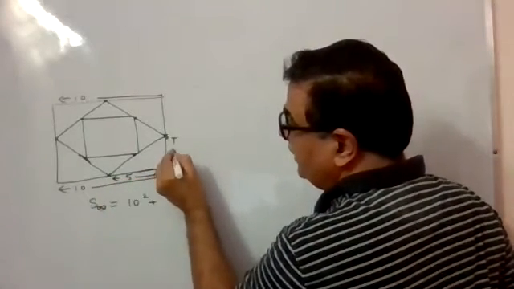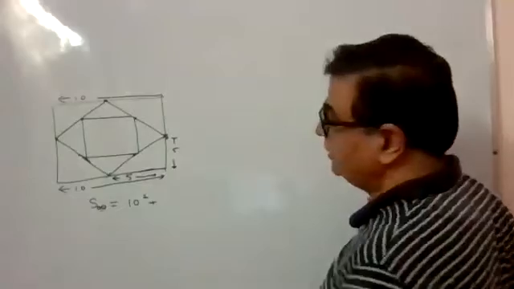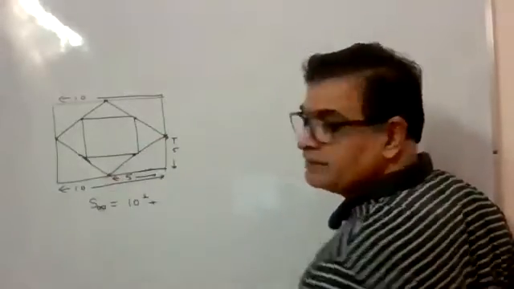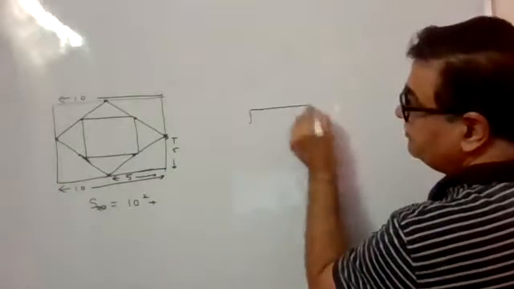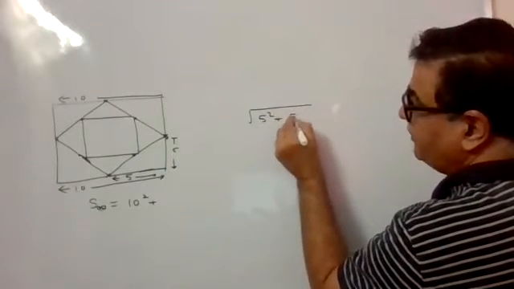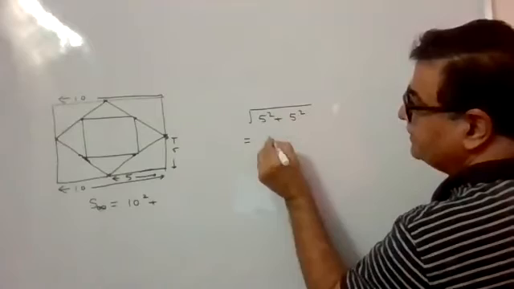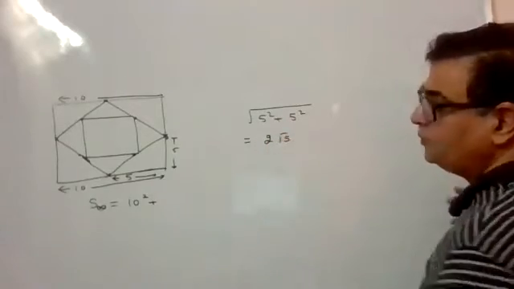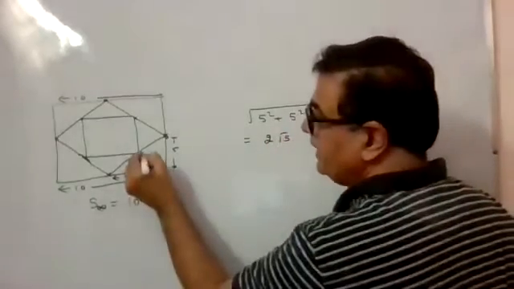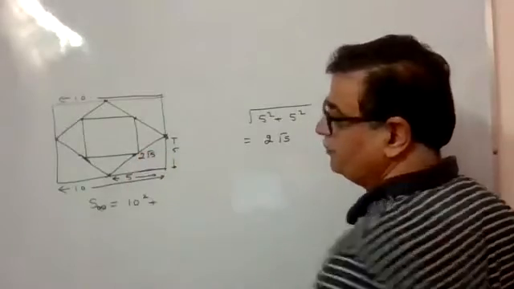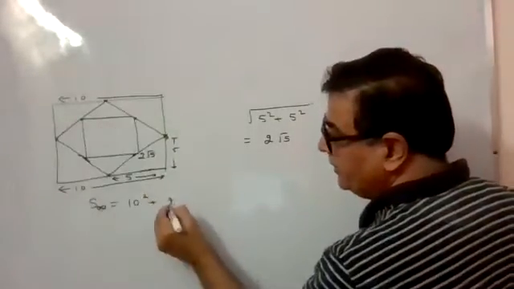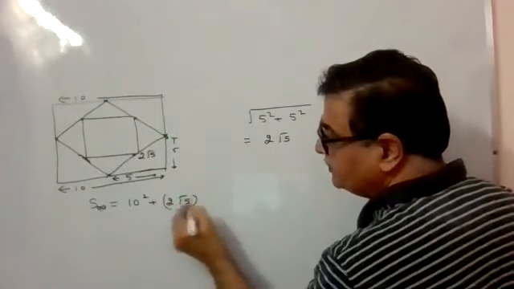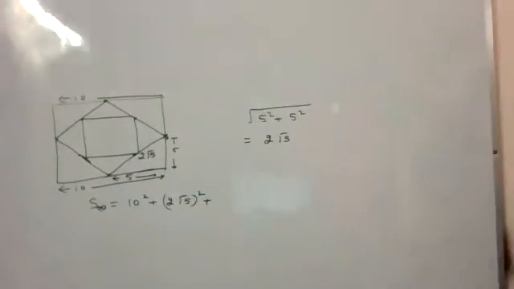This is coming 5. Can you get this side now? This is the side of the second square. So what does the Pythagoras theorem say? It will be 5 square plus 5 square. Your result is coming 2 root 5. Right or no? So this side has come 2 root 5. So what is the area of this second square? That will be 2 root 5 whole square.